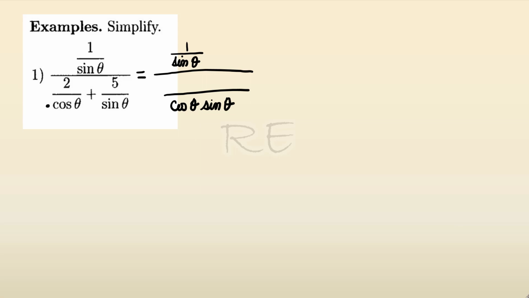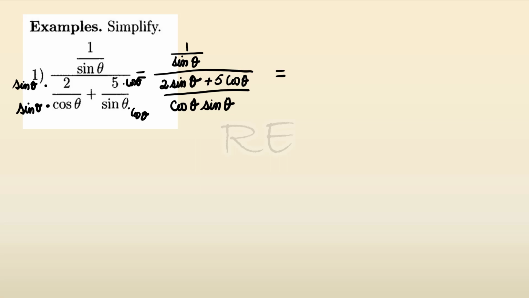which will give us 2 sine theta. And the second fraction needs to be multiplied by cosine theta over cosine theta to get the common denominator, which will give us 5 cosine theta. 2 sine theta plus 5 cosine theta.